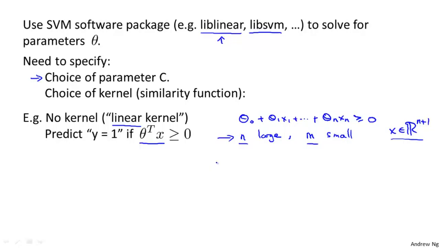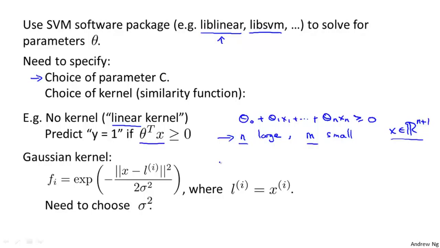A second choice for the kernel that you might make is this Gaussian kernel, and this is what we had previously. If you do this, then the other choice you need to make is to choose this parameter sigma squared. We also talked a little bit about the bias variance trade-offs: if sigma squared is large, then you tend to have a higher bias, lower variance classifier. But if sigma squared is small, then you have a higher variance, lower bias classifier.